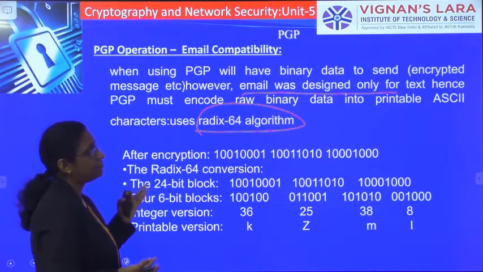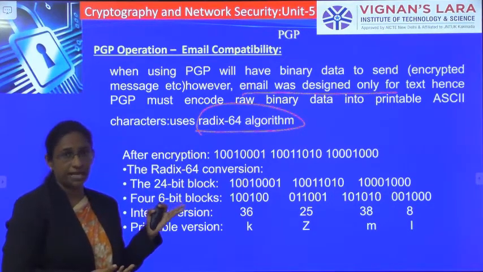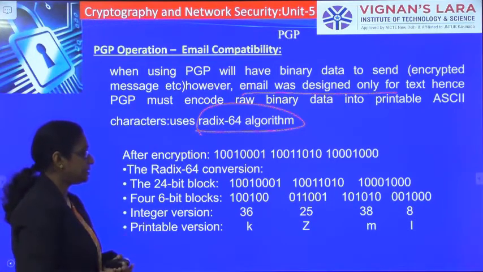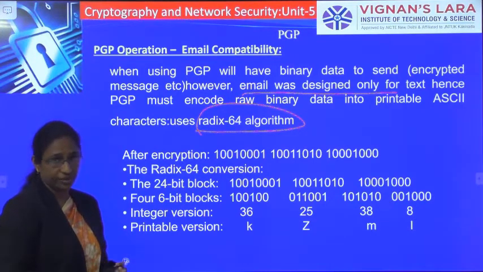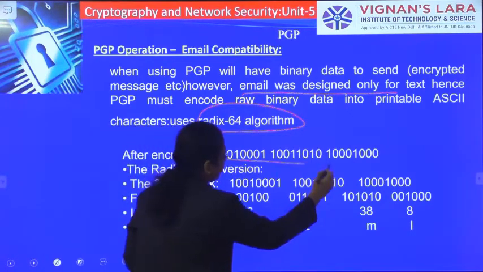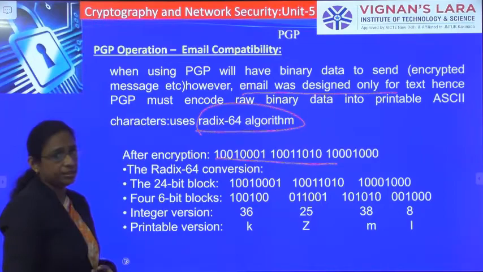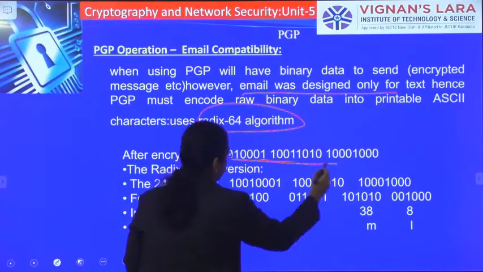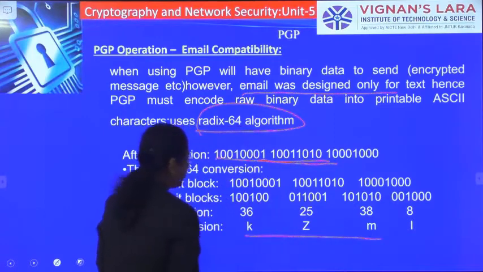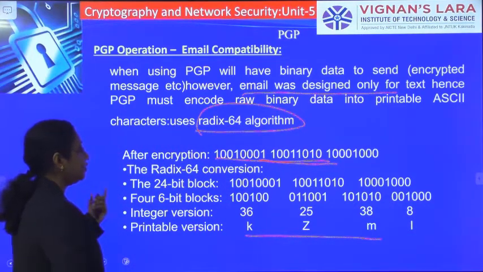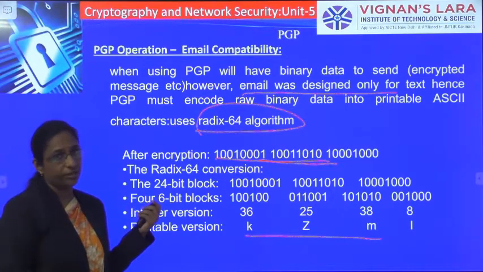So we have to convert the binary data into ASCII characters. This is the process here. Suppose after encryption, this is the binary data that we are having. This has to be converted into printable characters. For converting into printable characters, we are using Radix 64 conversion.